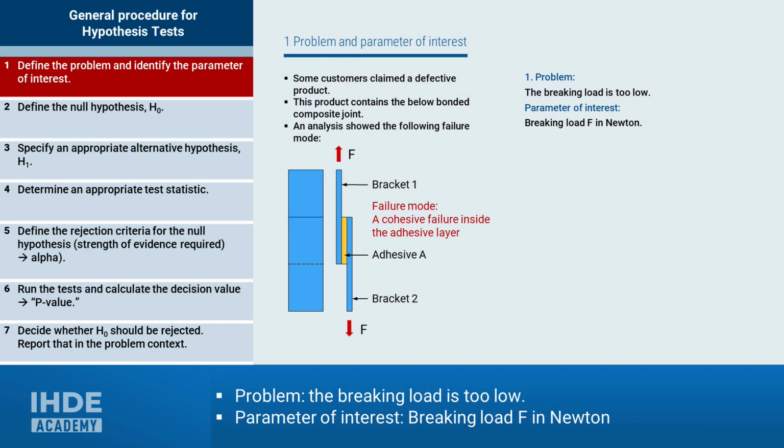Step 1 is to define the problem and identify the parameter of interest. The problem that needs to be solved is that the breaking load needs to be higher. Therefore, the parameter that is examined is the breaking load in Newton.